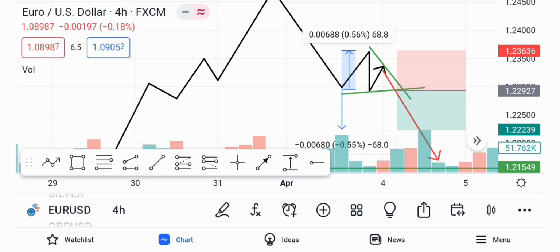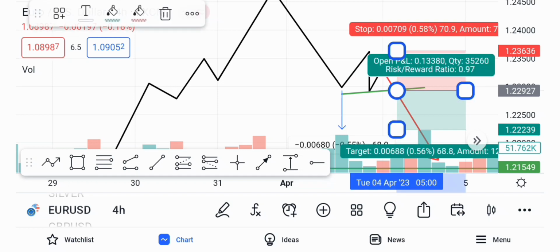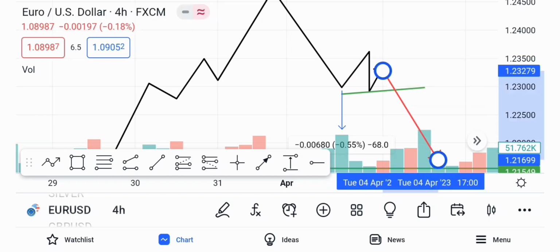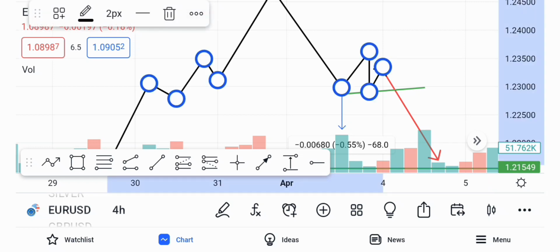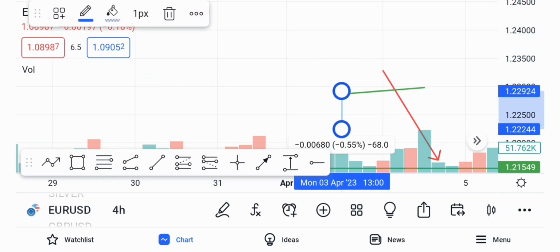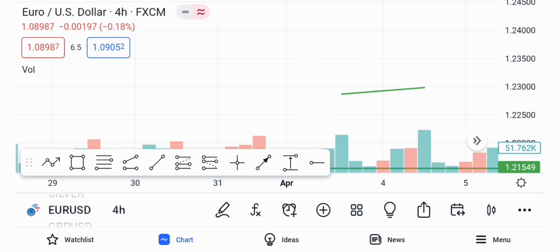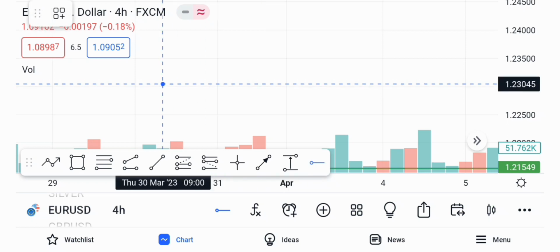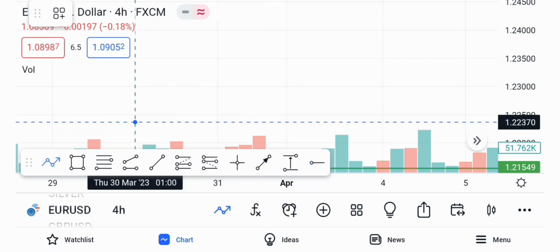So now in this topic, I've shown you how to identify a trending market, ranging market, how to draw support and resistance line. So I'm going to make another example where we'll apply all three. So this is our chart.